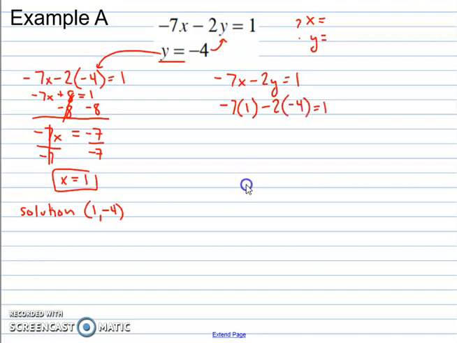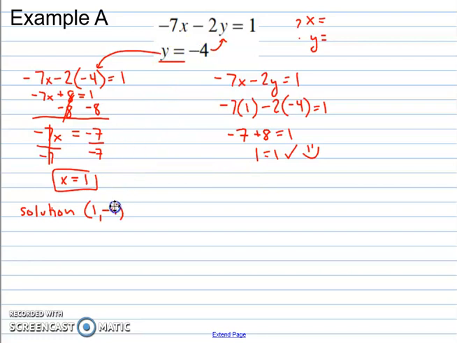Does that equal 1? All right, so negative 7 times 1 is negative 7. Negative 2 times negative 4 is positive 8. Negative 7 plus 8 is 1, equals 1. Woohoo! Happy day, our solution works.